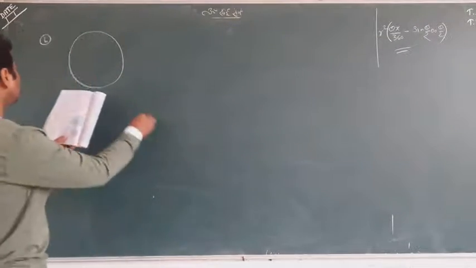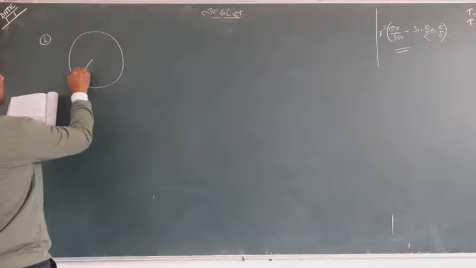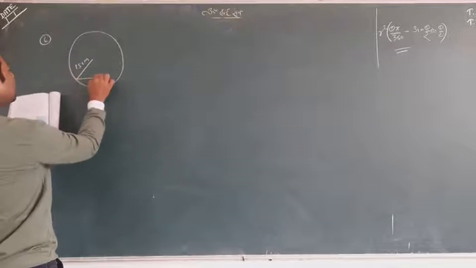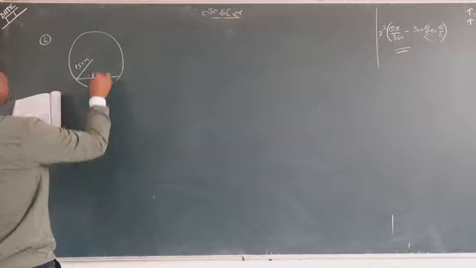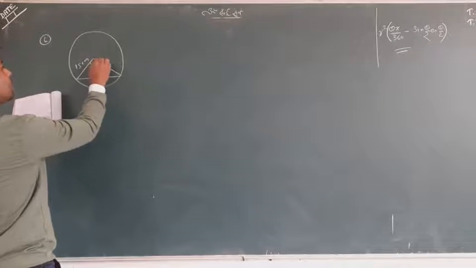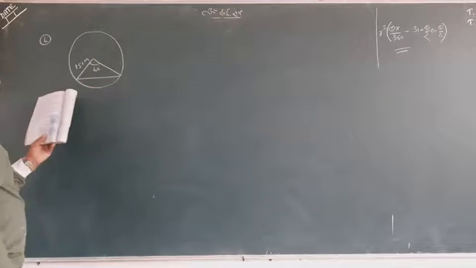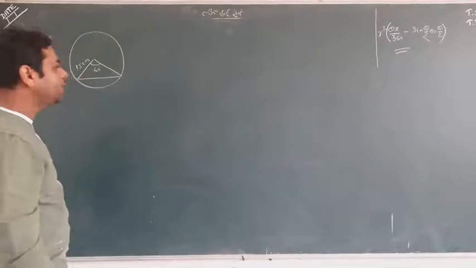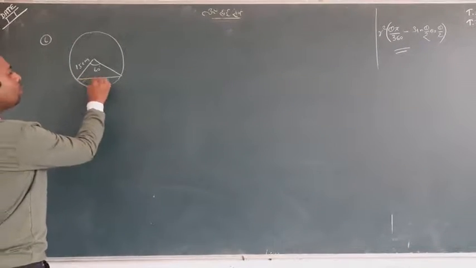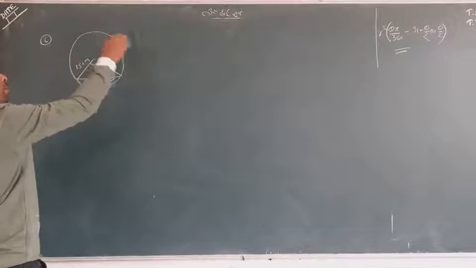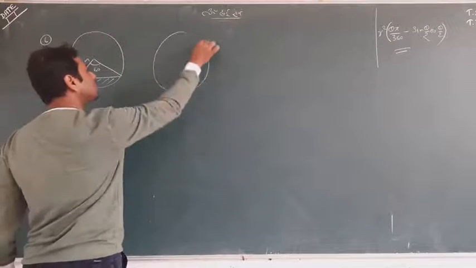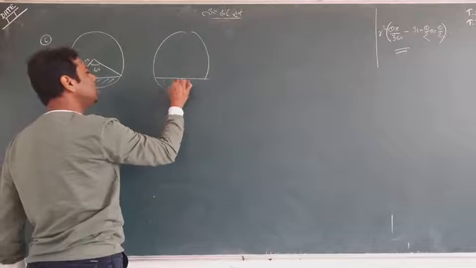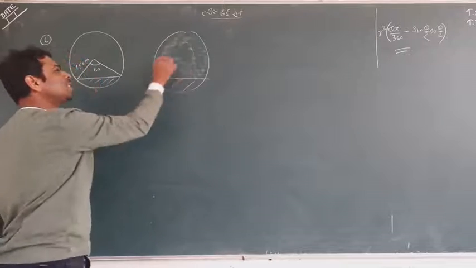Question: a chord of a circle of radius 15 centimeter. This is 15 centimeter. This is a chord. Subtends angle 60 degree. Definitely it is 60 degree. Find the area of corresponding minor and major segment. So I don't think I need to tell you. We just want to find the minor segment and the major segment. What is the major segment? Can you see? This is a chord, this is a minor segment, and this is a major segment.